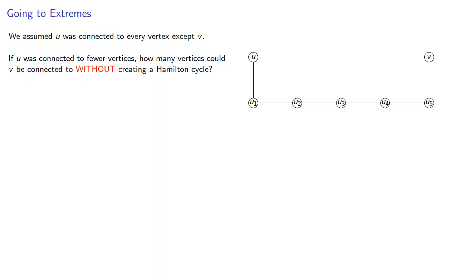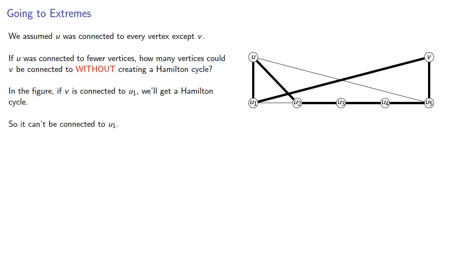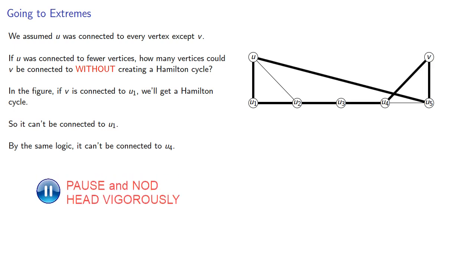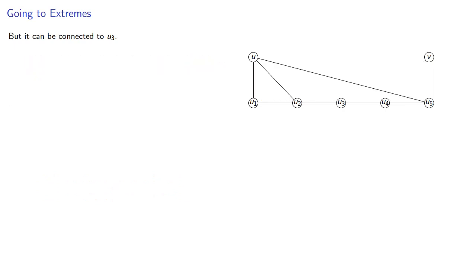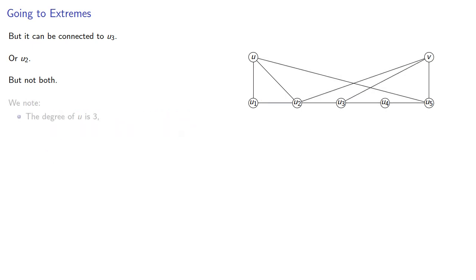So suppose U is connected to fewer vertices like this. In the figure, if V is connected to U1, we'd get a Hamilton cycle. So it can't be connected to U1. By the same logic, it can't be connected to U4. But it can be connected to U3 or U2, but not both. So we note the degree of U is 3, and the degree of V is at most 2, and so the sum of the degrees is 5.